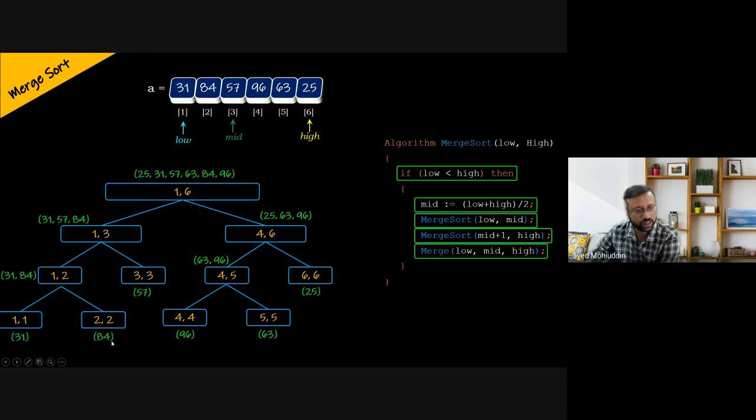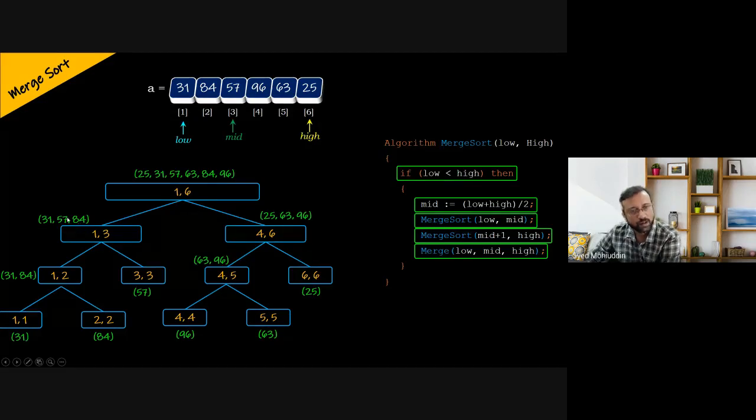Those subsets contain only one element, both are sorted. Merge them. That is what the merge algorithm does. When we merge them, we get 31, 84. Then at this stage, 31, 84 are sorted. 3, 3 only one element, 57. So this is sorted, 1, 2, 3, 3 is sorted, so merge them. When we merge them, we get 31, 57, 84.